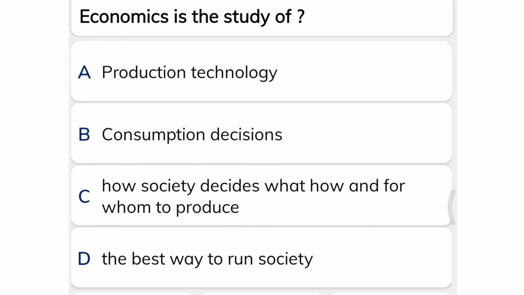Economics is the study of option A, production technology. Option B, consumption decisions. Option C, how society decides what, how and for whom to produce. Option D, the best way to run society. The correct answer is option C.